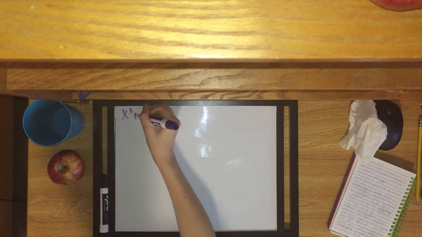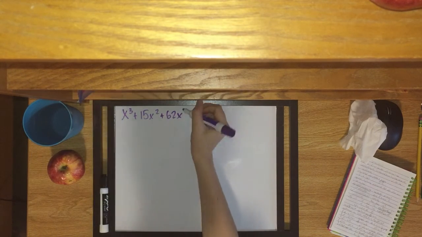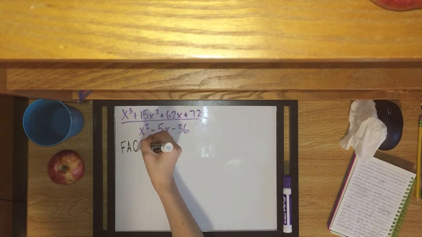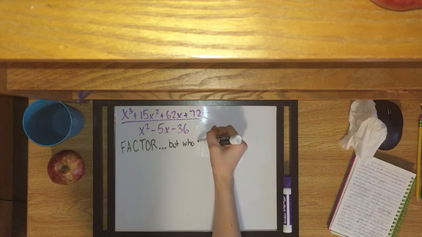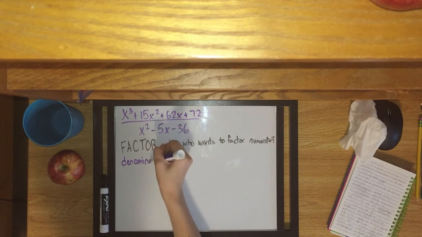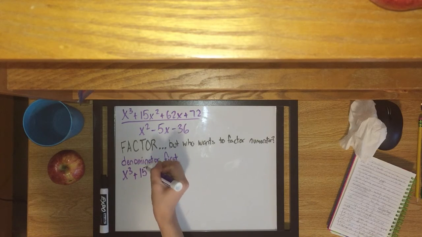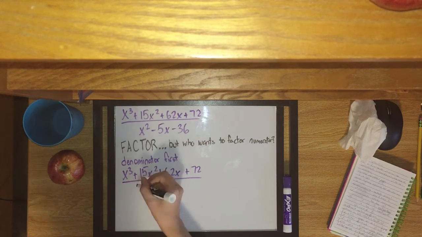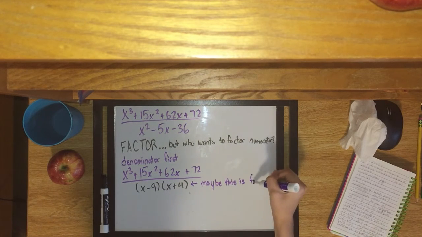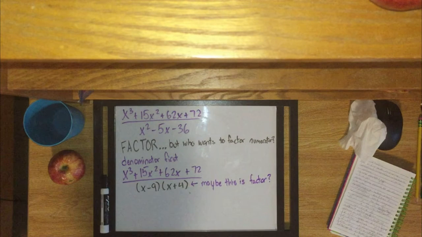Our first example was x cubed plus 15x squared plus 62x plus 72 over x squared minus 5x minus 36. The first thing I am going to do is factor the denominator. That numerator looks really scary. So, the denominator easily factors into x plus 4 times x minus 9. Now, we can kind of assume that I'm going to try to be a little bit tricky with you. So, we can guess that one of the roots in the numerator is probably going to be one of the ones in the denominator, because holes and continuity.